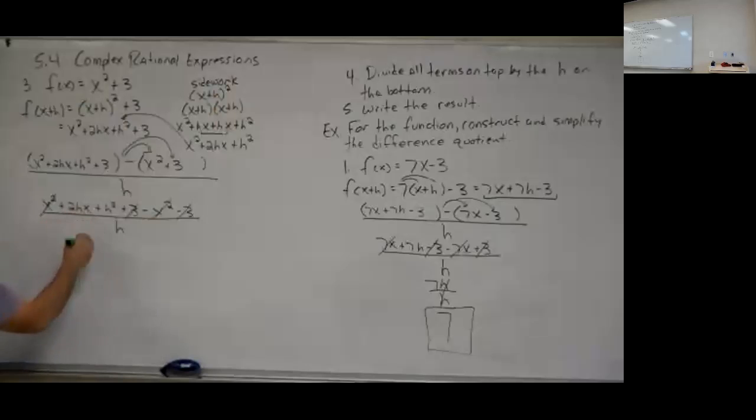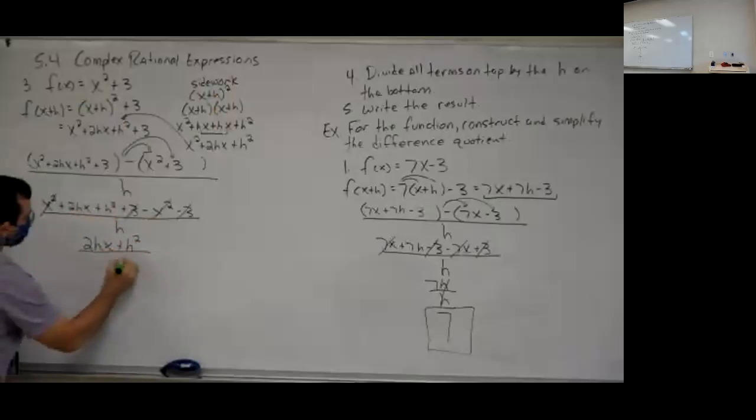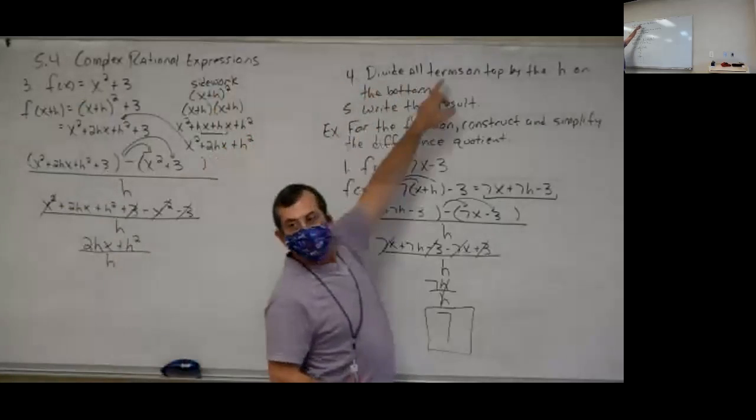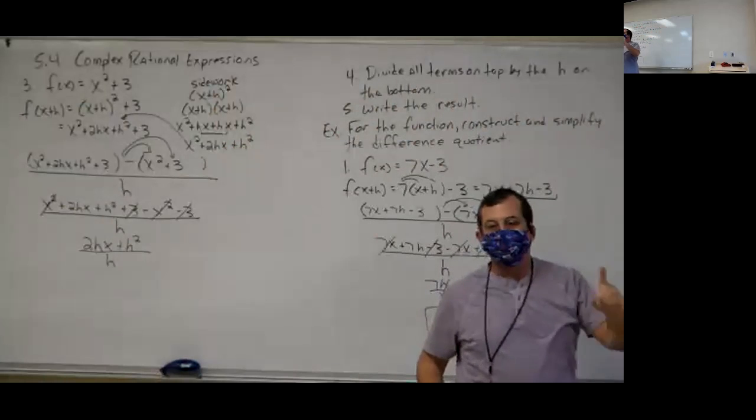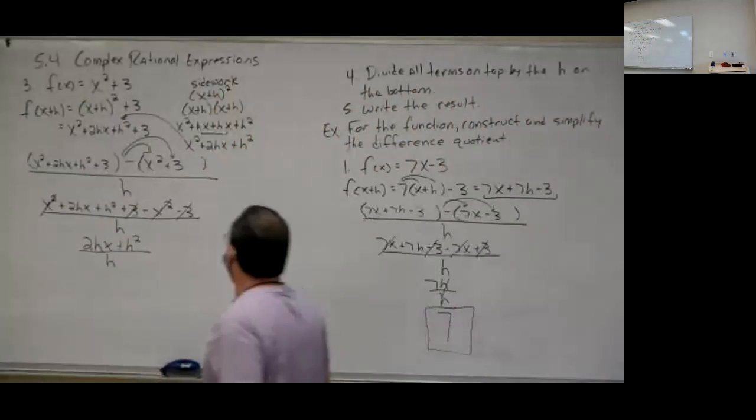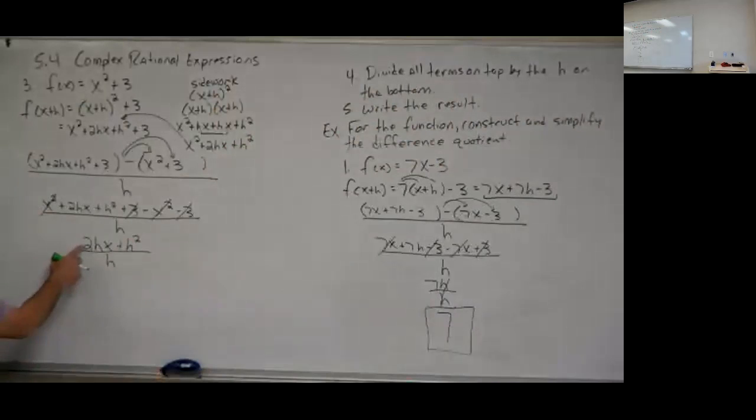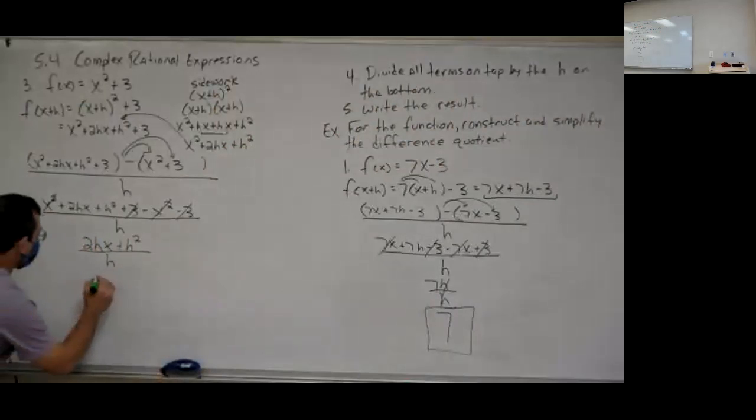You got a 2hx plus the h squared all over h. And here we go, we're at this place now. Divide all terms on top by that h on the bottom. So what's going to happen here? 2hx divided by h, those h's are going to cancel right out, and I'm just going to end up with a 2x.